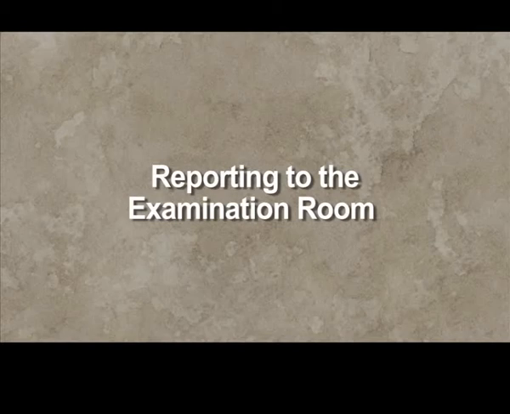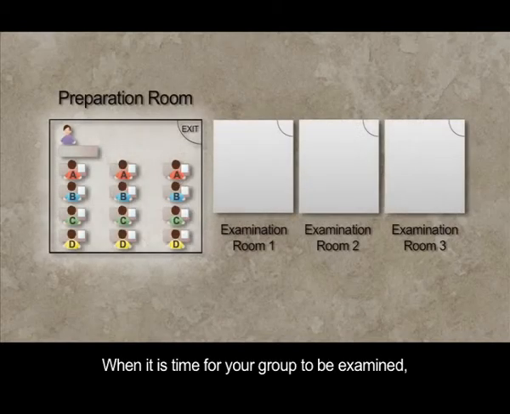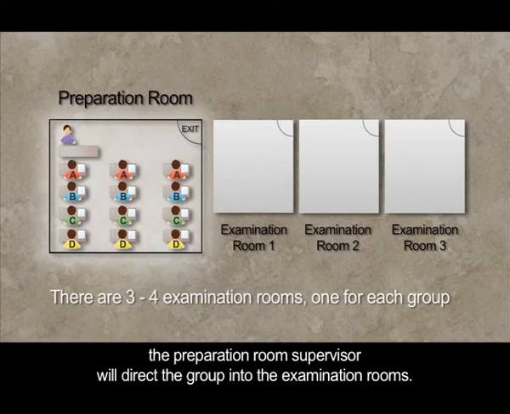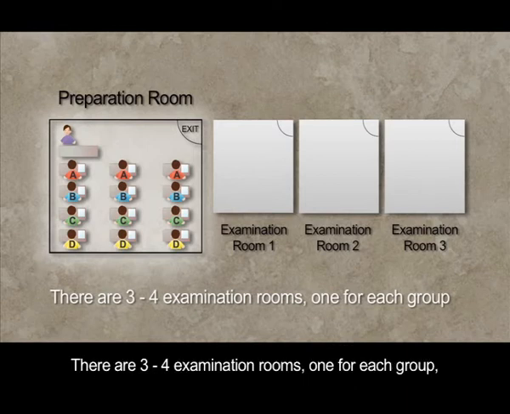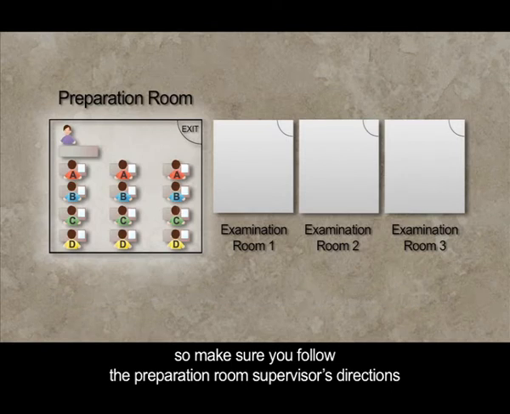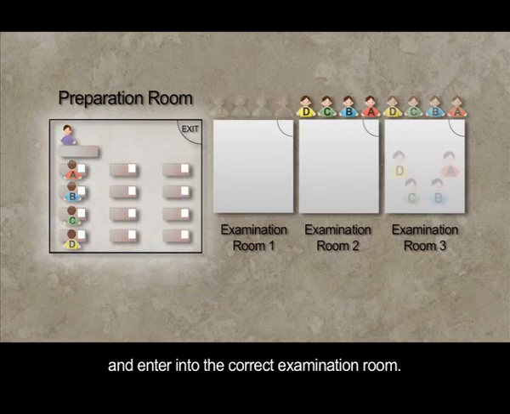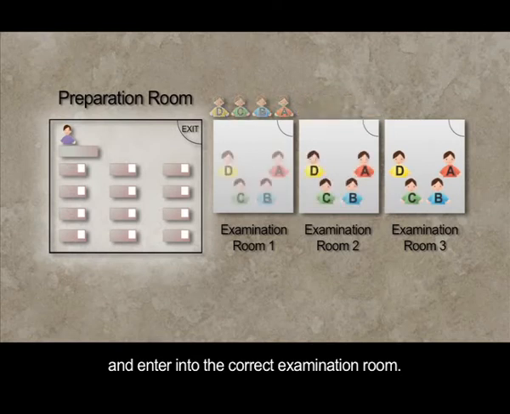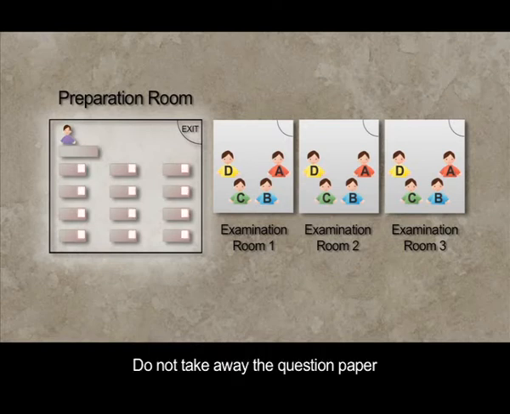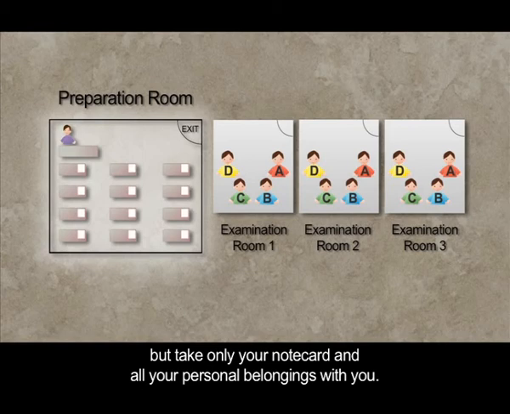Reporting to the examination room. When it is time for your group to be examined, the preparation room supervisor will direct the group into the examination rooms. There are 3 to 4 examination rooms, one for each group. So make sure you follow the preparation room supervisor's directions and enter into the correct examination room. The examination room number has also been marked on your score sheets. Do not take away the question paper, but take only your note card and all your personal belongings with you.